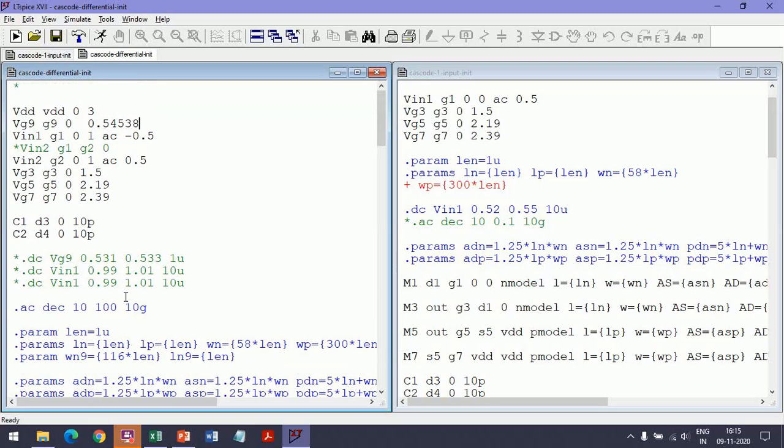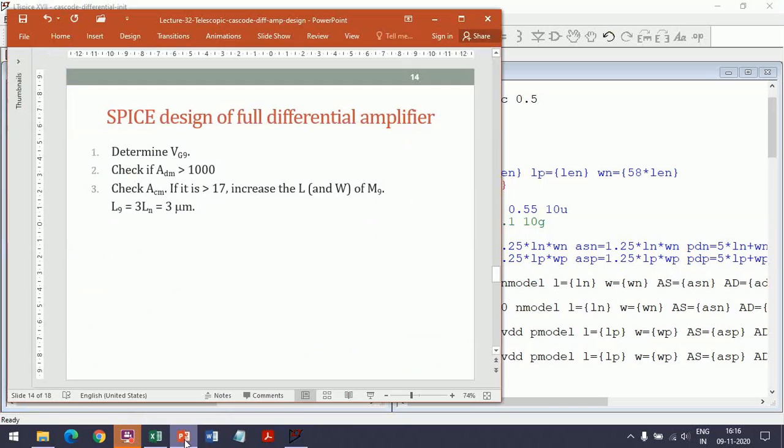Alright, and now what we'll do is we'll do a DC sweep of VG9 to first determine VG9. So let me make this 0.52 to 0.55 and we'll run. One more thing, the DC at the input voltages, that we need to talk about.